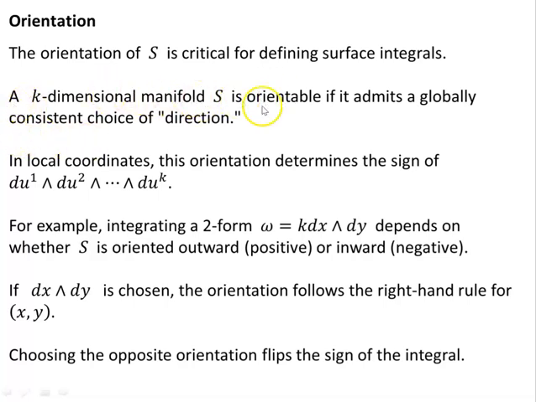A k-dimensional manifold S is orientable if it admits a globally consistent choice of direction. Think right-hand rule. In local coordinates, this orientation determines the sign of du1 wedge du2 wedge all the way up to wedge duk. So, for example, integrating a two-form omega equals k dx wedge dy depends on whether S is oriented outward, positive, or inward, negative. If dx wedge dy is chosen, the orientation follows the right-hand rule for xy. Choosing the opposite orientation flips the sign of the integral. All right.